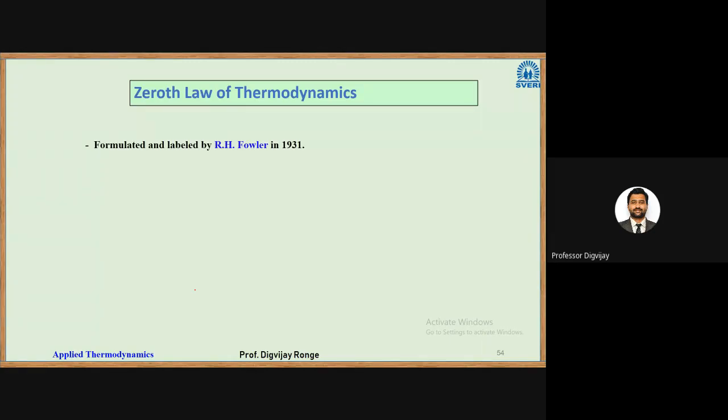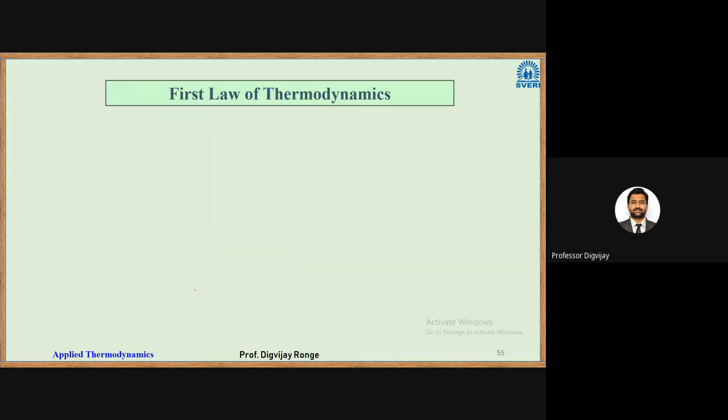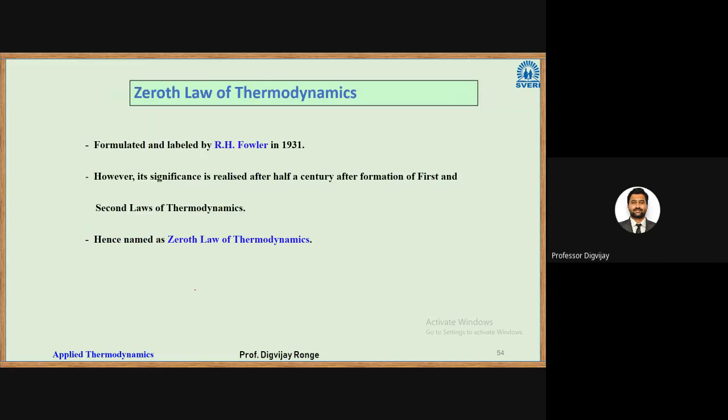It was formulated by R.S. Fowler. However, its significance was realized about half a century after the formulation of the first law and second law. Hence, it is named the zeroth law of thermodynamics. Okay, so that is about the zeroth law.